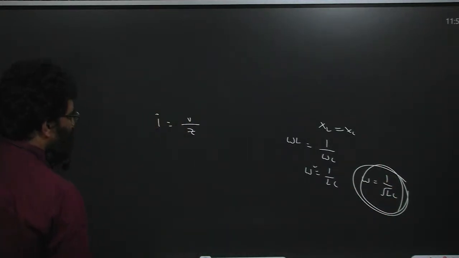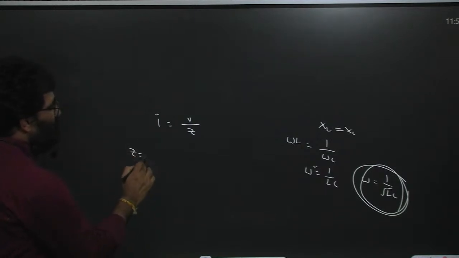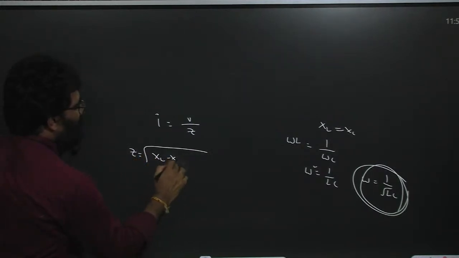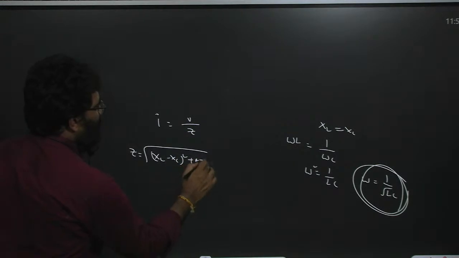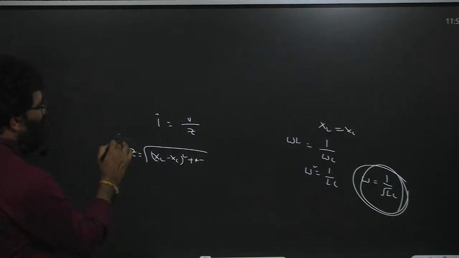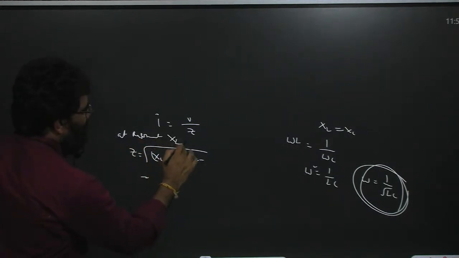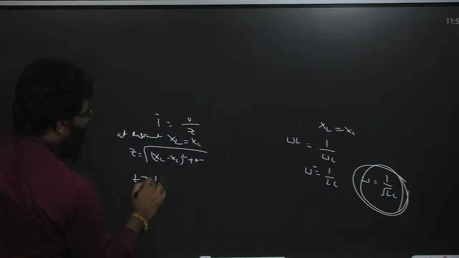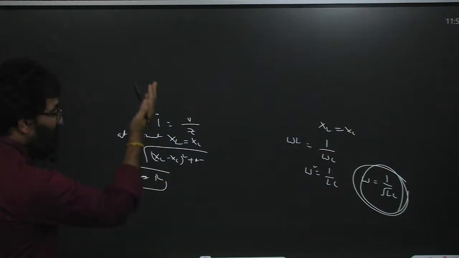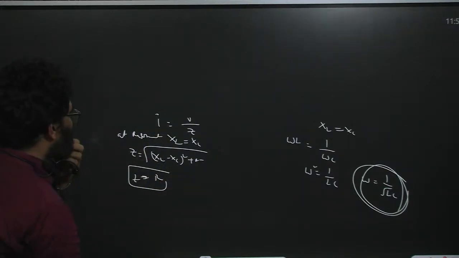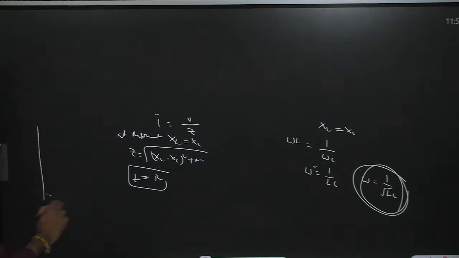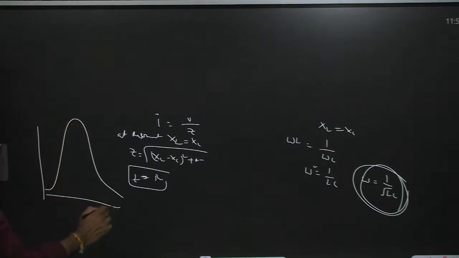At resonance, what does Z become? Z is equal to the square root of (XL minus XC) whole square plus R square. At resonance XL is equal to XC, so impedance is nothing but simply resistance. Current in the circuit is maximum. That is called peak current we are getting. So omega naught is equal to 1 by root LC.